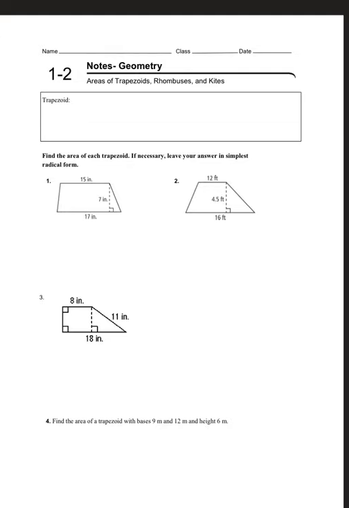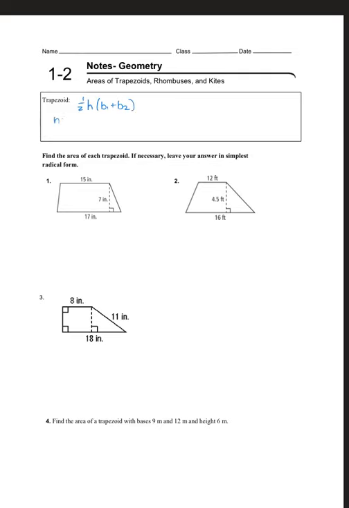So all of the shapes we're going to talk about today are quadrilaterals, so they all have 4 sides. And the first one we're going to talk about is the trapezoid. So the trapezoid is basically a quadrilateral, a 4-sided shape that has 2 parallel sides. And to find the area of a trapezoid, we just take 1/2 h (b1 + b2).